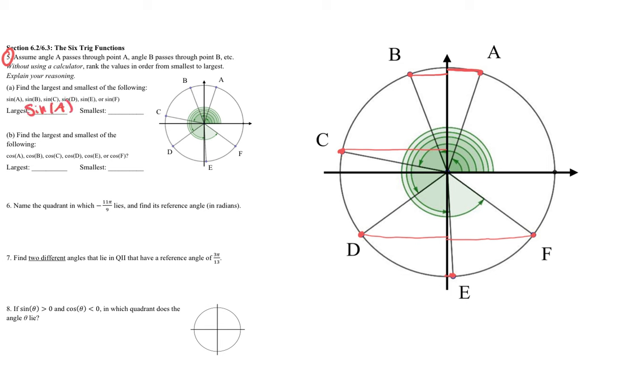And our smallest value is going to drop all the way down here at E. We see that's our lowest on our y-axis, so it's going to be our least value. So sine of E is going to be our smallest value of sine.